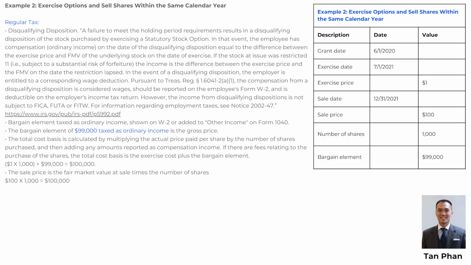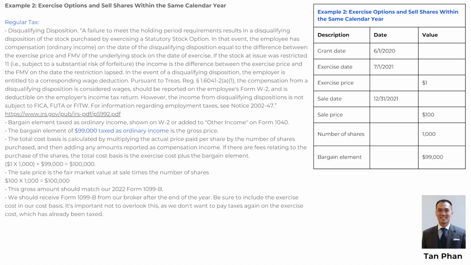The sale price is the fair market value at sale times the number of shares. $100 times 1,000 equals $100,000. This gross amount should match our 2022 Form 1099-B. We should receive Form 1099-B from our broker after the end of the year. Be sure to include the exercise cost in our cost basis. It is important not to overlook this, as we don't want to pay taxes again on the exercise cost, which has already been taxed. Sale price minus cost basis equals short-term capital gain or loss reported on Schedule D.